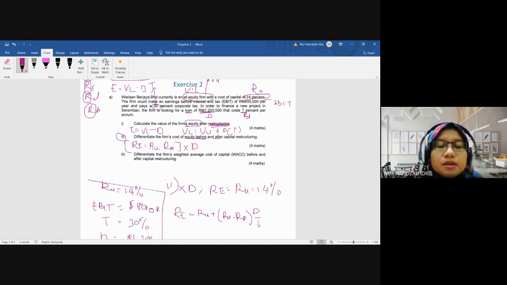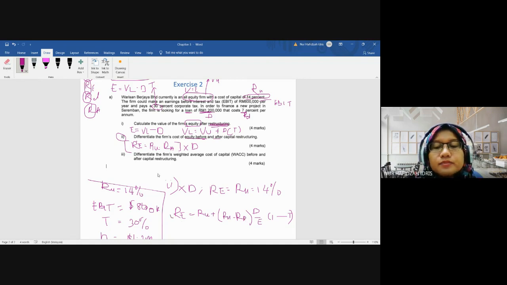V per E kali dengan satu tolak dengan tax. Okay, so you kena cari yang ni. Okay, boleh? Boleh. Untuk nombor 2, boleh.